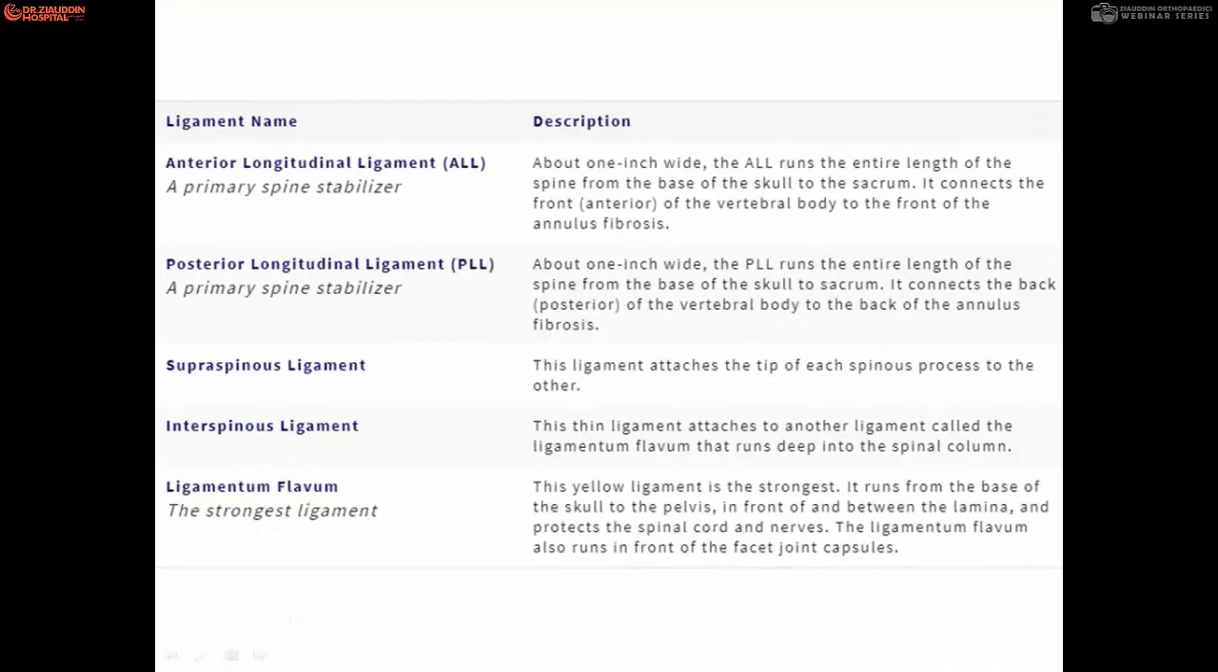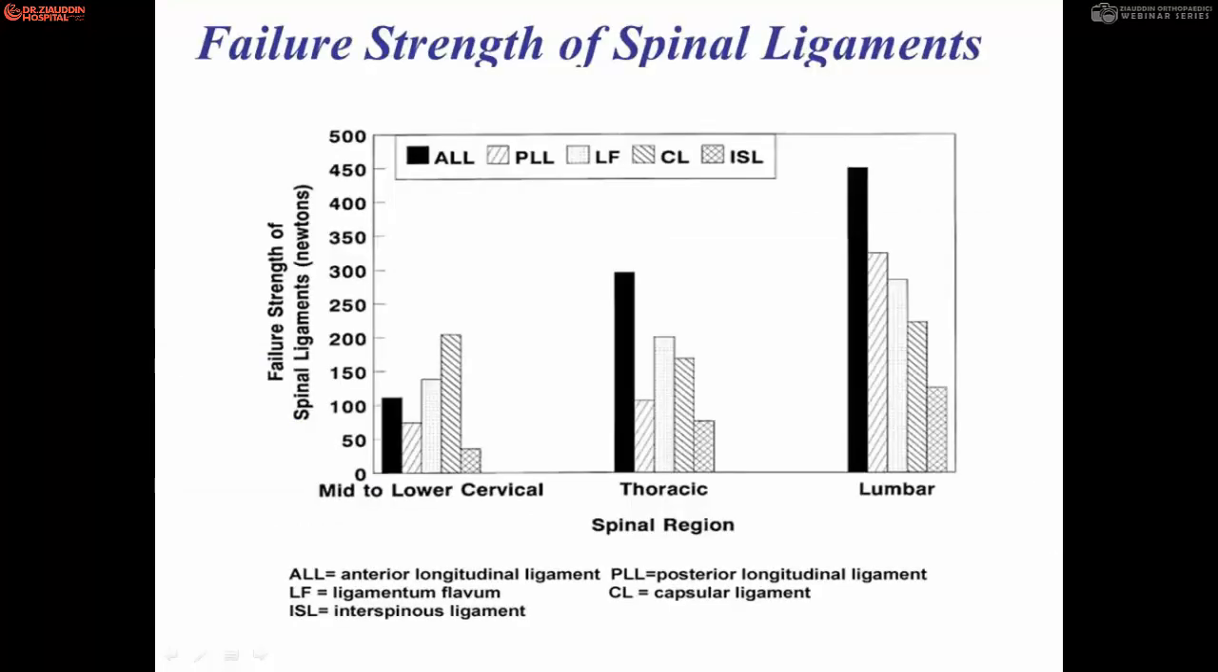This is another tabulated form. It is said that the ligamentum flavum is the strongest ligament just because of the high amount of elastin in it. ALL and PLL are considered primary spine stabilizers.